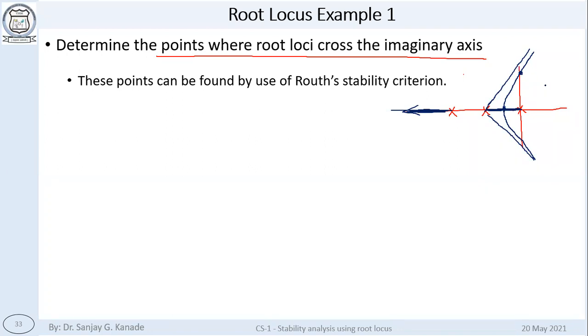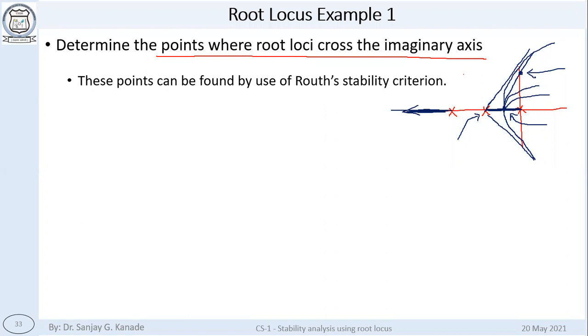Oh, sorry, the imaginary axis. The branches are going to cross the imaginary axis at some point, and that point we have to now find out. Otherwise, this shape, I can take any shape, right? Of course, we cannot have a 100% accurate shape, and all of you cannot draw the same shape all the time, but certain points have to be connected. This is one such point, which has to be calculated.